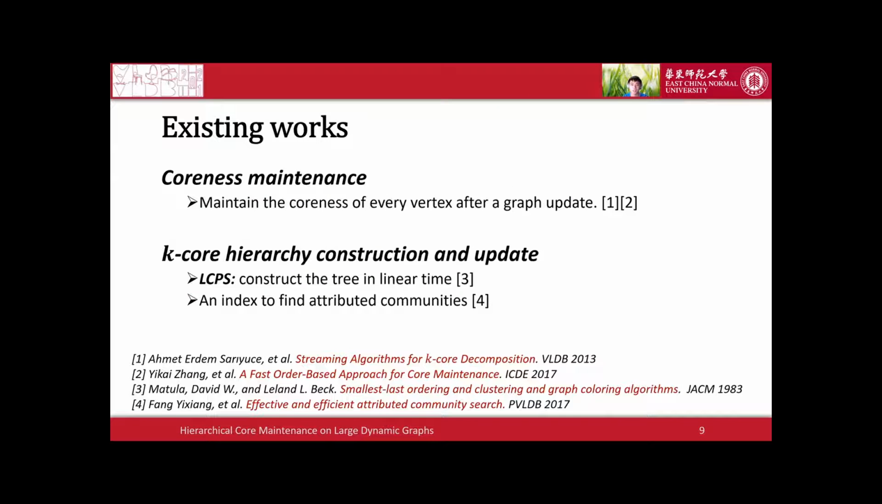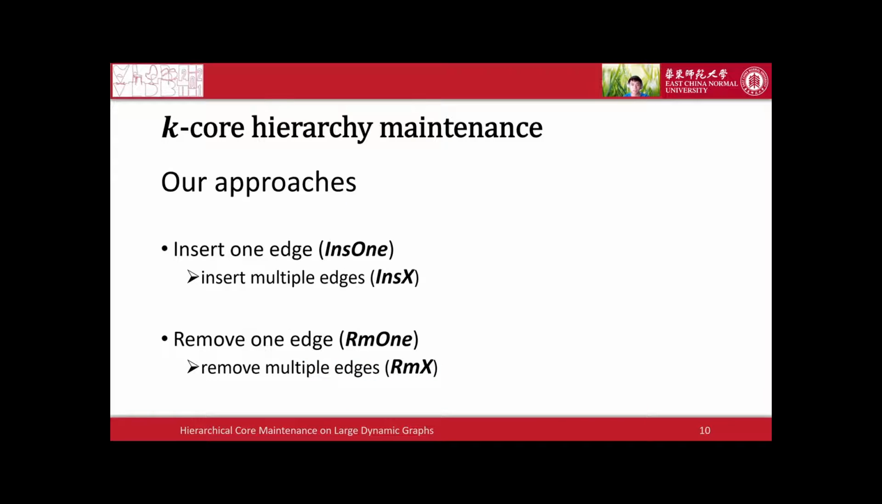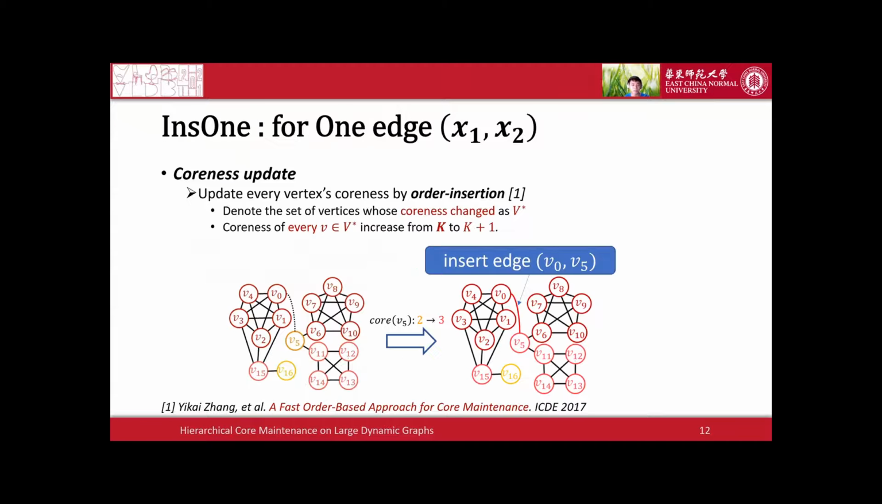To the best of our knowledge, there are two kinds of existing works. The first one is the algorithms for maintaining coreness after the graph is updated. And the second one is to construct and update the k-core hierarchy. However, existing studies cannot efficiently process the update of the k-core hierarchy. So we propose two methods for the two situations, inserting edges and removing edges. We first introduce the approach for the inserting case.